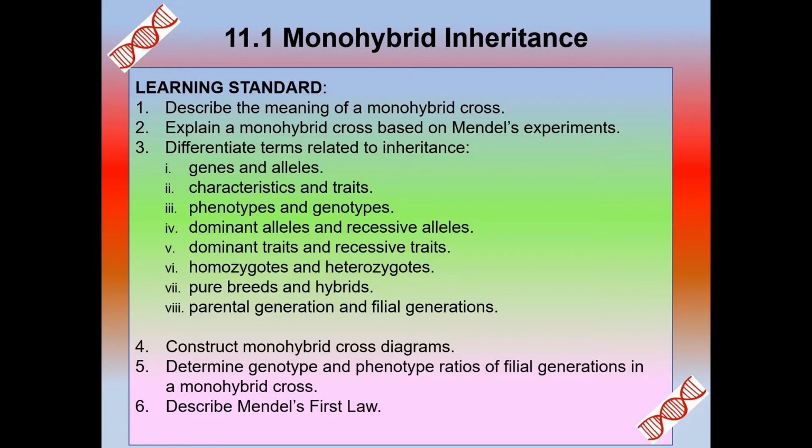There are genes and alleles, characteristic and trait, phenotype and genotype, dominant alleles and recessive alleles, dominant trait and recessive trait, homozygote and heterozygote, purebred and hybrid, parental generation and filial generations. And number 4, construct monohybrid cross diagrams. Number 5, determine genotype and phenotype ratio of filial generations in a monohybrid cross. And number 6, describe Mendel's first law.